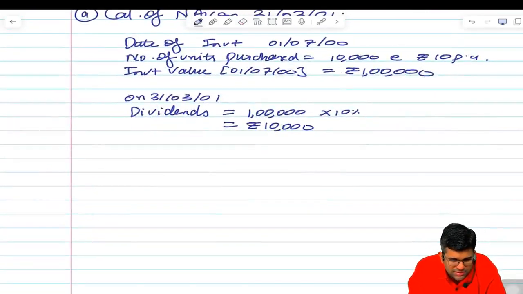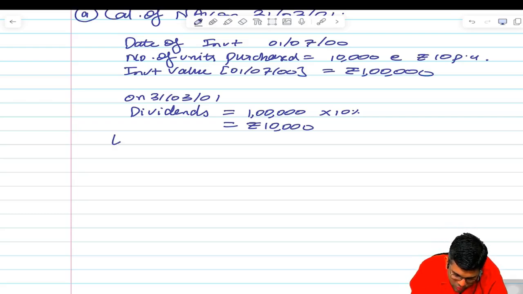But students, since this is a dividend reinvestment plan, you will not be getting this cash. You will be getting units. Now you will get new units. The question is, how many new units will you get? That depends on at what rate this 10,000 was reinvested. Are you all able to understand? And that rate is the NAV on that particular date. Very good, yes, it is the NAV on that particular date.